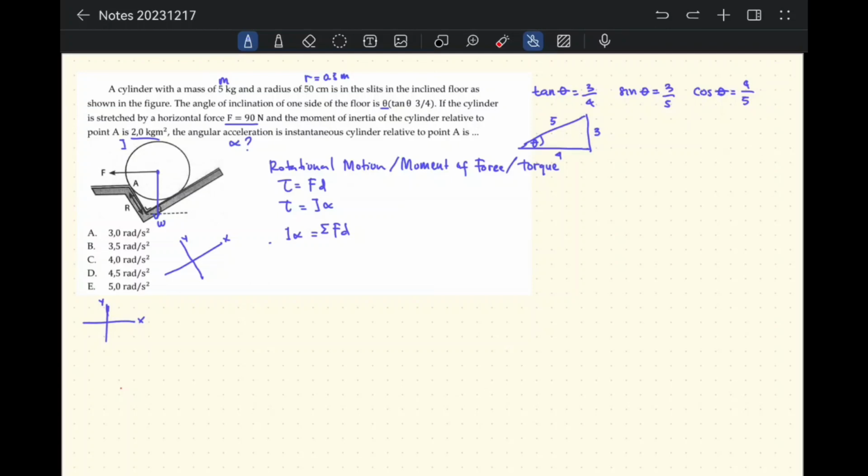The components of weight are this and this. The components of force F are this and this. Now we have four components of forces. The first component, the second component, the third component, and the fourth component. Which are the components that can cause rotational motion to the object?